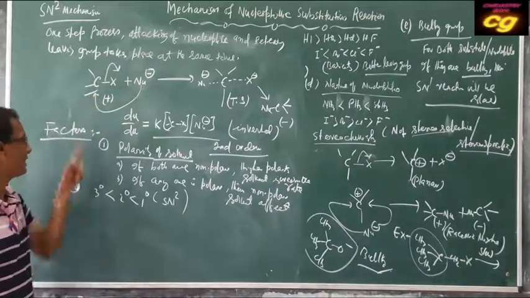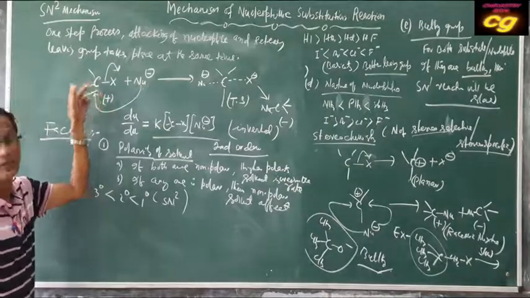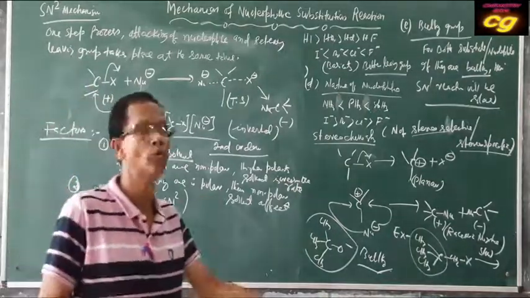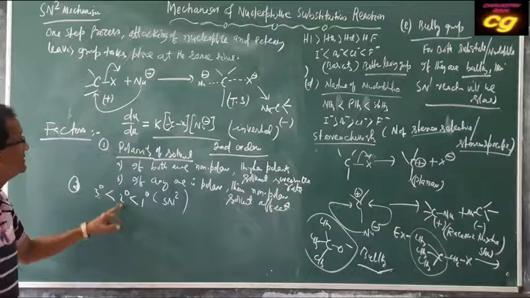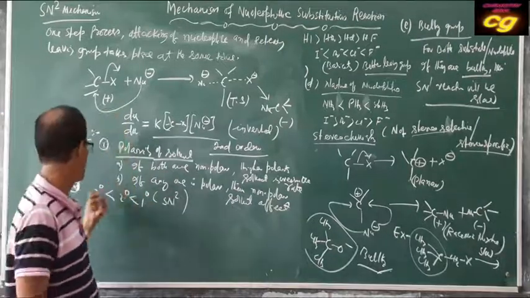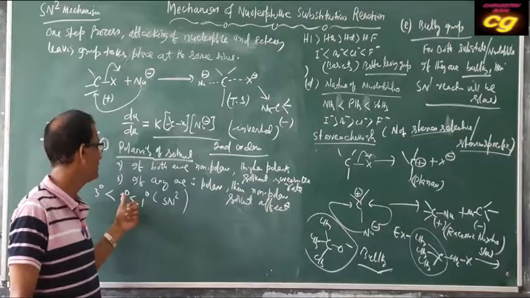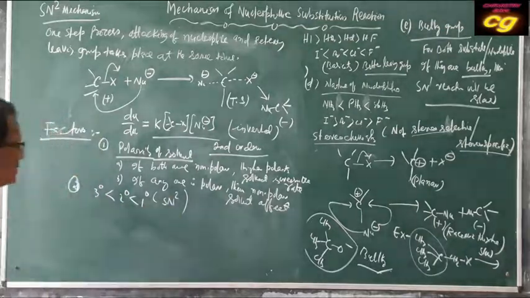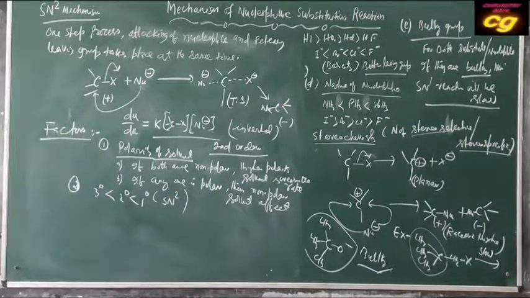If a bulky group is attached to the carbon, as in a tertiary carbon, then the attack of the nucleophile will be slow. That's why tertiary is less than secondary, which is less than primary. But in SN1 it is just the opposite: tertiary is greater than secondary, which is greater than primary. So this is regarding your SN2 mechanism.